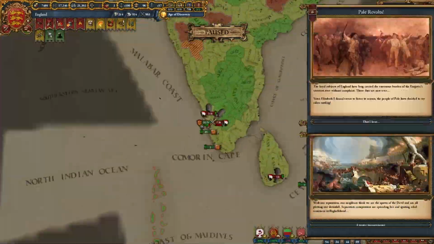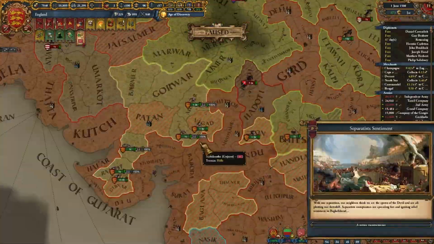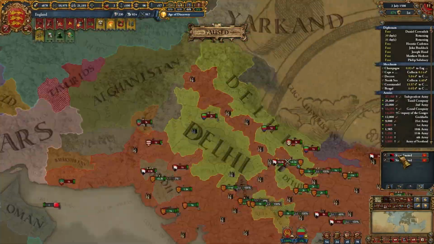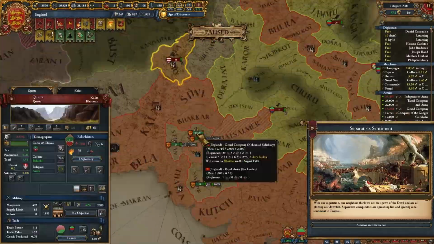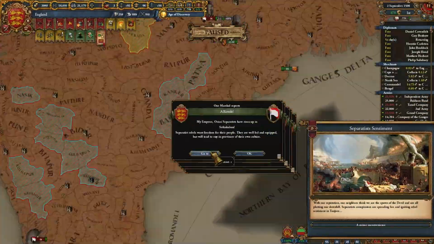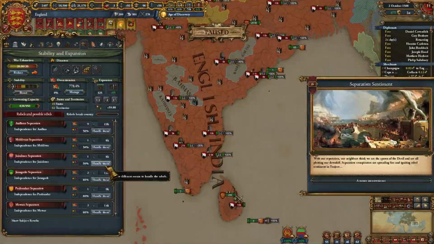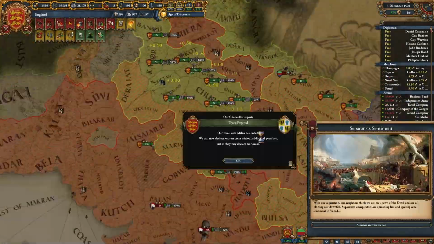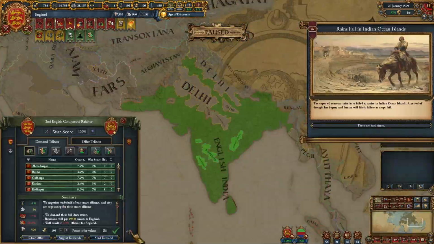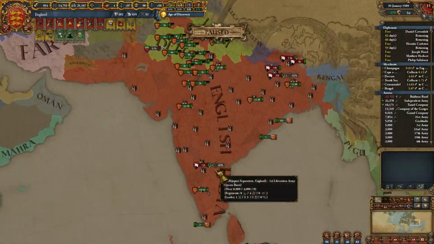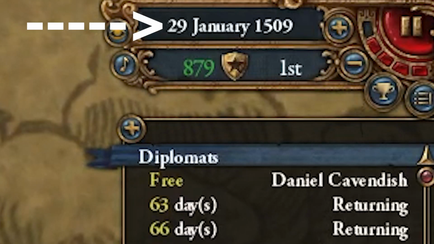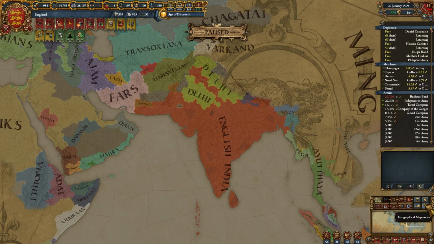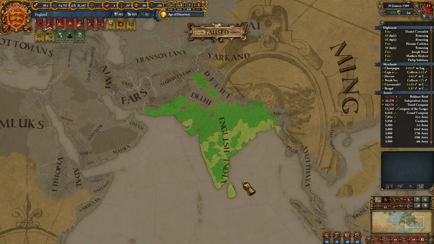But you have to be aware that I've done that with truce breaks and a lot of overextension that I just kept without coring the provinces, right? And that was the way that I could then conquer all of India in 1509. And that is where I actually end up, in January 1509, with this extremely big English India, as you can see.